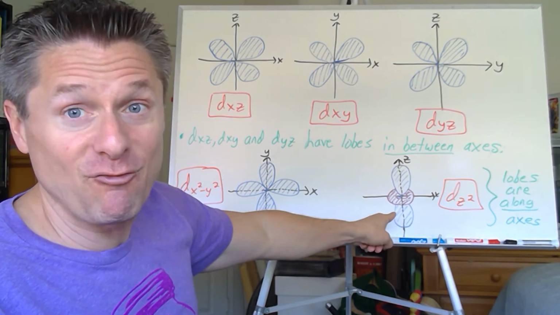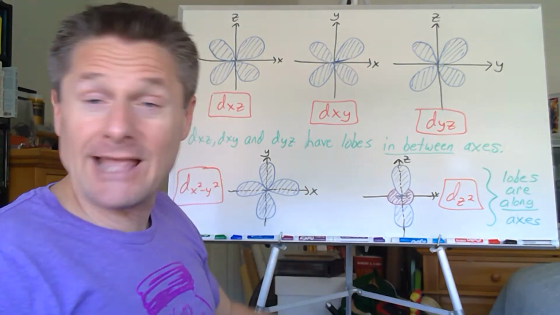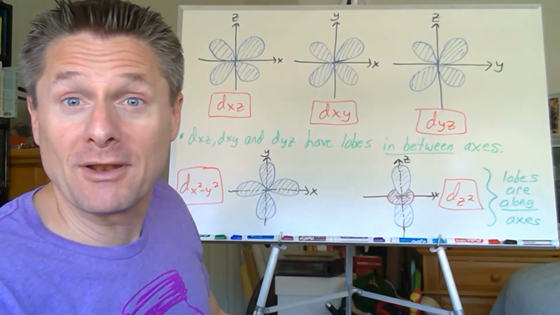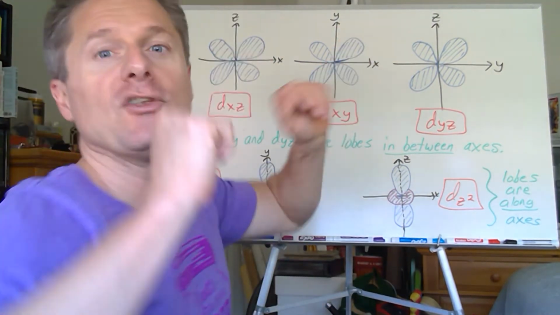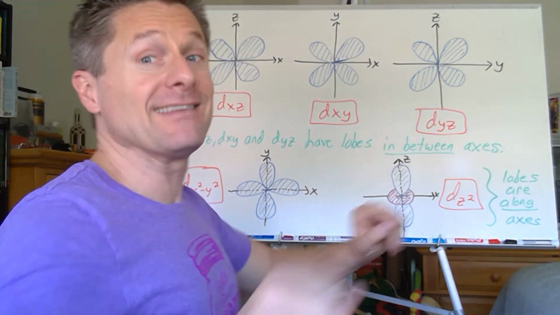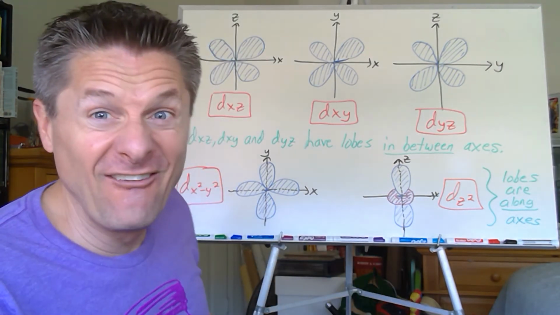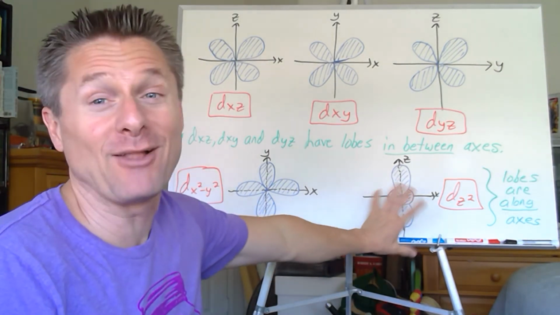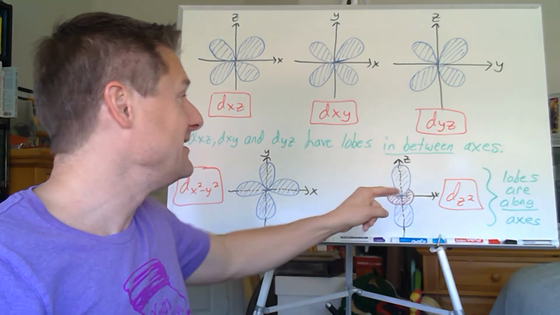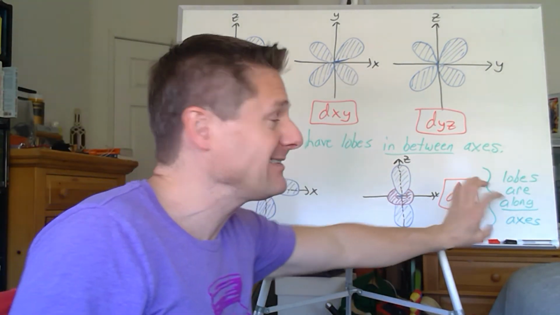For the dz squared, now this one's weird. This is the only one that doesn't have 4 lobes. It looks like a p orbital with a donut around it, or like a hula hoop. It's a p orbital along the z-axis with a hula hoop around its waist. See that donut in there? Really weird. That's my all-time favorite. I just love that orbital. dz squared. So lobes between axes, lobes along axes.